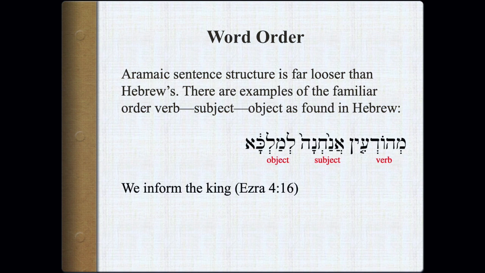Word order is also different than in Hebrew, and we've talked about this as well. Aramaic sentence structure is far looser than Hebrew. You do find the familiar from Hebrew order, verb, subject, object. We inform the king, or perhaps we make known to the king.